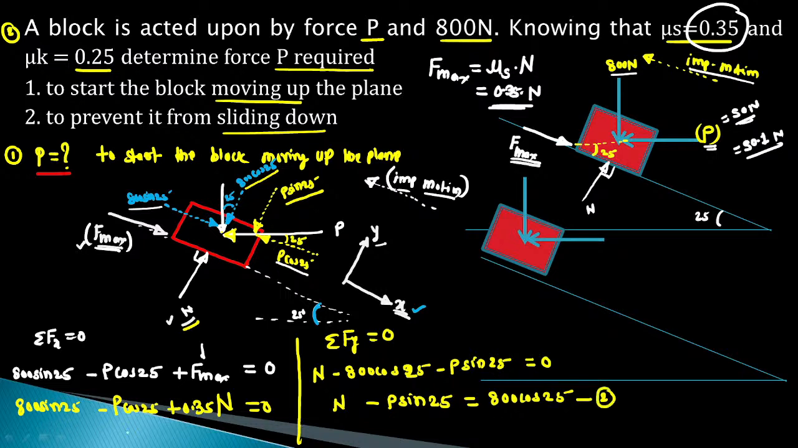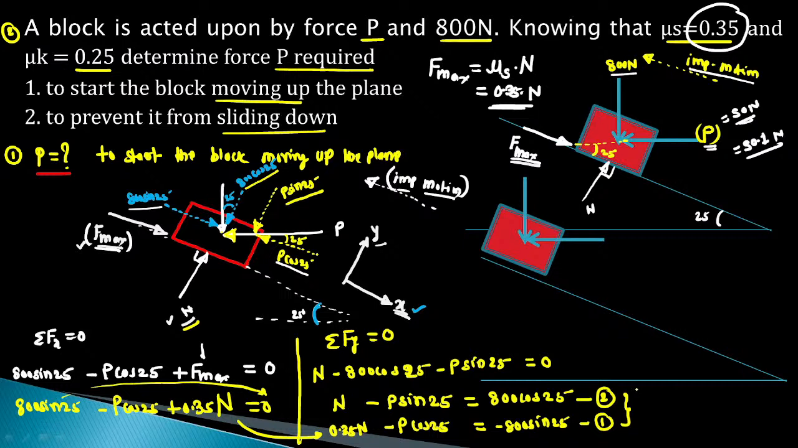Now, from the other equation we can write 0.35 N minus P cos 25, and this is equal to, taking this term to the right hand side, so it will become negative, minus 800 sin 25. So, this is equation 1. These two equations are simultaneous equations.